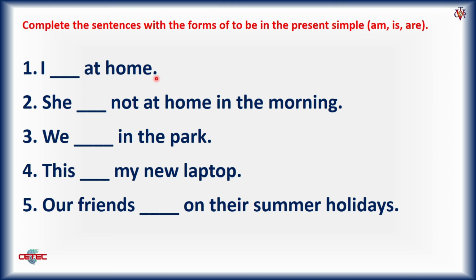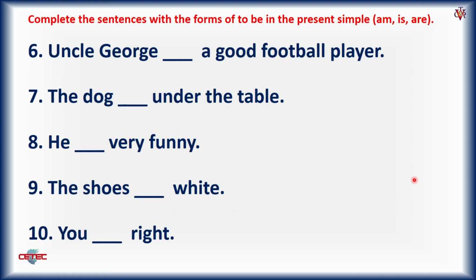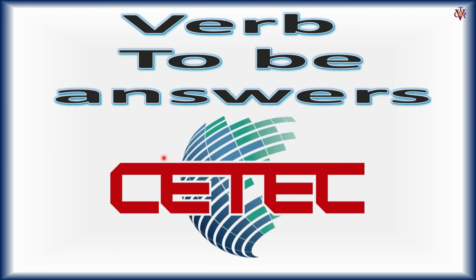I at home. She, no, at home in the morning. We in the park. This, my new laptop. Our friends on their summer holidays. Uncle George, a good football player. The dog under the table. He, very funny. The shoes, white. You, right. Here, don't forget to check your answers.